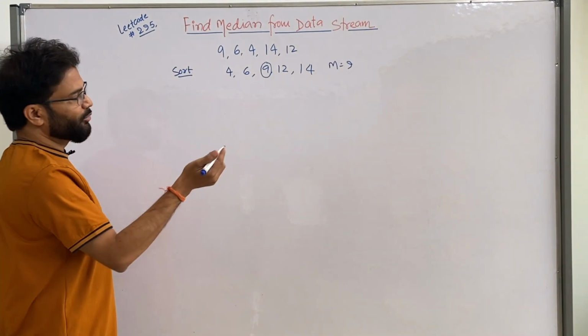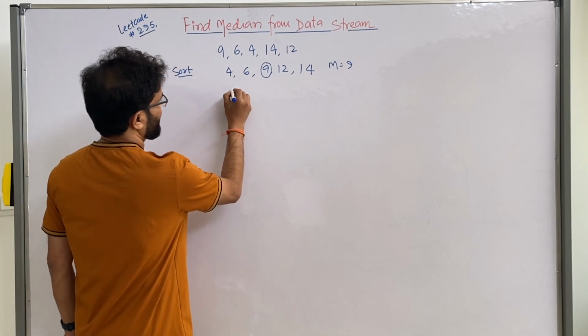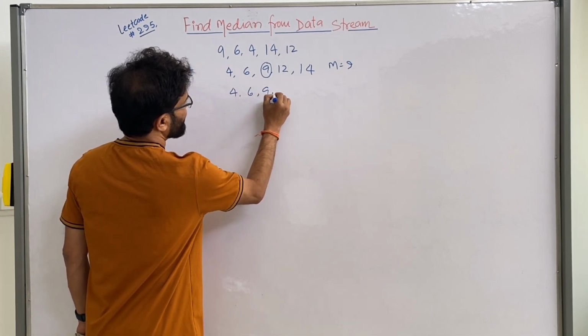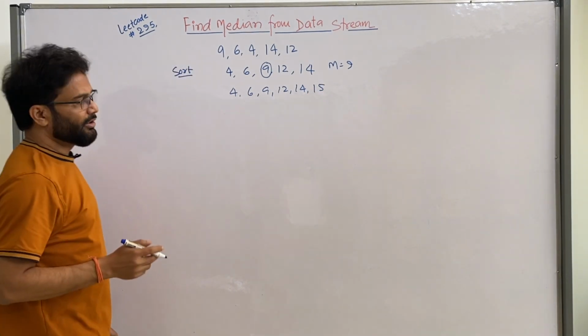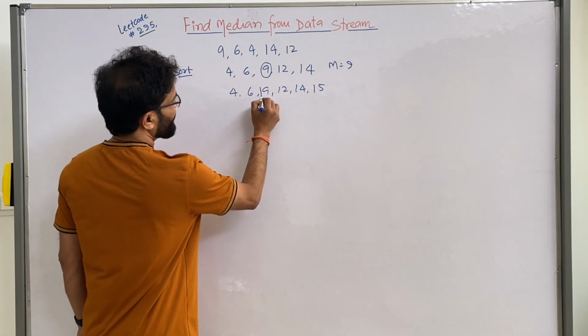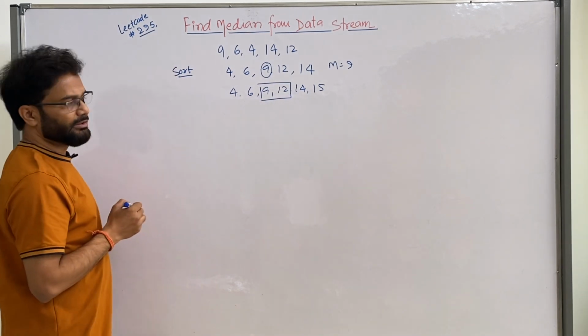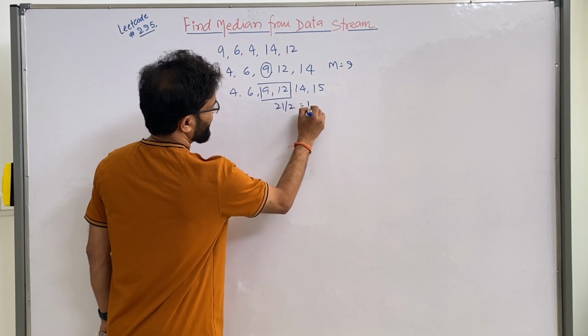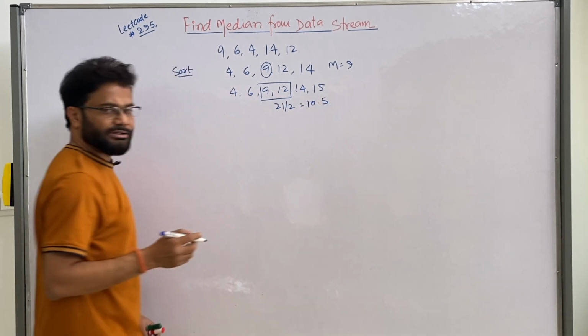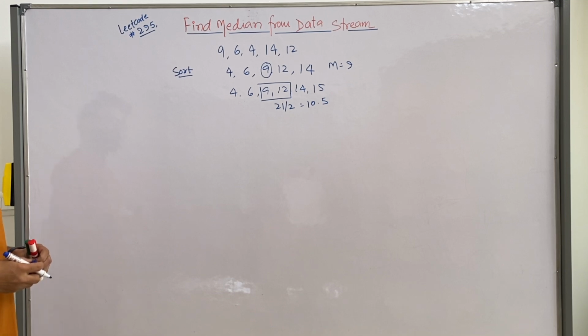But if you add one more data point, suppose I add 17, then the count is now even. So in the case of even, you have to find the two middle ones. Now it becomes 21 divided by 2, which is 10.5, and that is the median. This is a way to find the median.